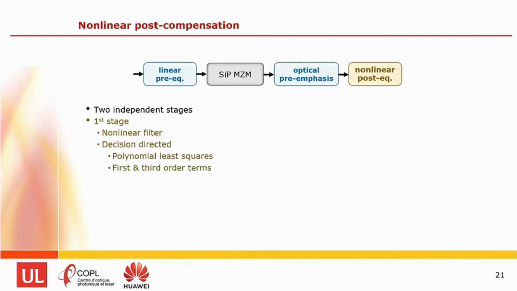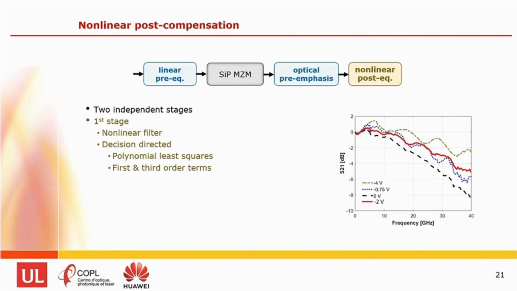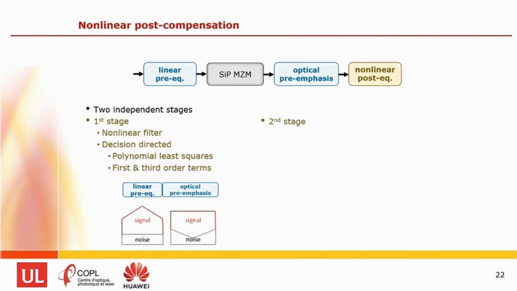I use nonlinear post-compensation because I realize that it's necessary for the system. There are two stages. The first stage is a nonlinear filter. I'm basically doing a polynomial least squares, first and third order terms, so a Volterra type nonlinear filter. And again, that is trying to address the challenge we have in the modulator itself having this nonlinear response.